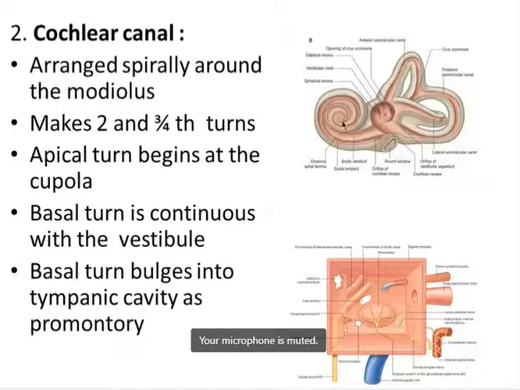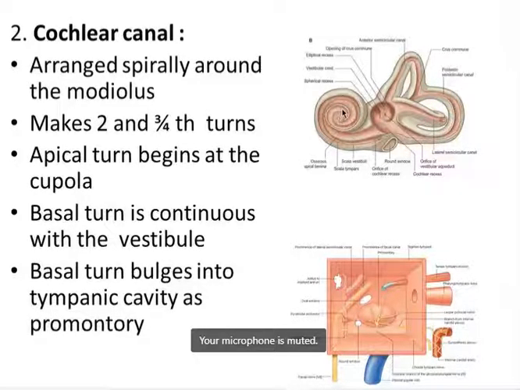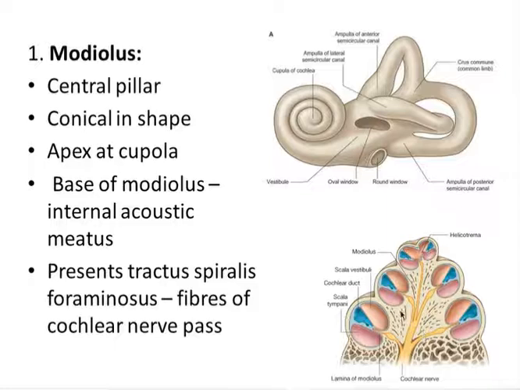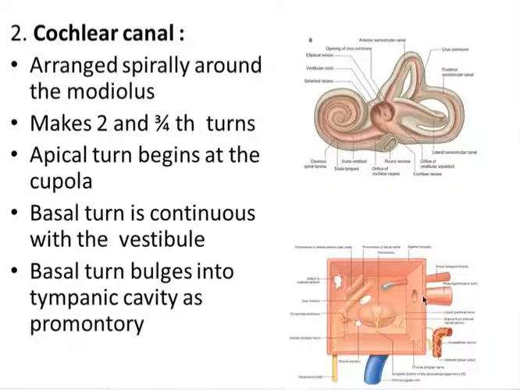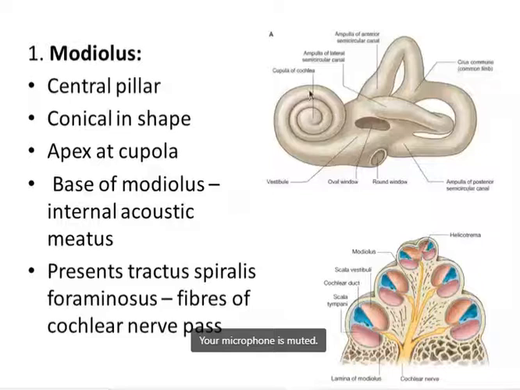Now come to the cochlear canal. If we see it internally, here you will find the cochlear canal. This cochlear canal is arranged spirally around the modiolus. Now you know what this modiolus is. So around the modiolus you will find the cochlear canal, and it is formed when it takes a complete 2 and 3/4 turns. And here you can see the number of turns.